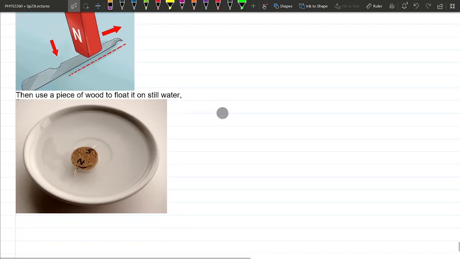And in case you ever get lost in the forest, you can make your own compass by putting a pin on a piece of wood on top of some water.